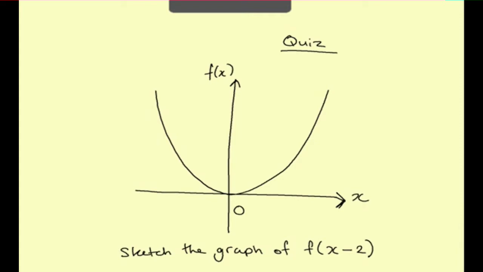Okay then, so let's have a look at the answer. We've got to do f brackets x minus 2. So basically what we have to do is slide the graph to the right along the x-axis 2 units. So it should look something like this.